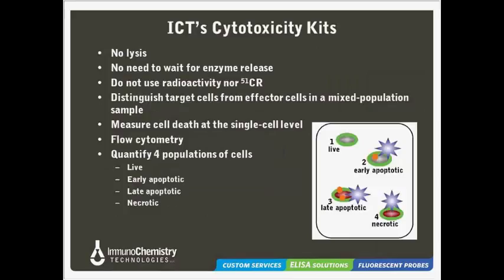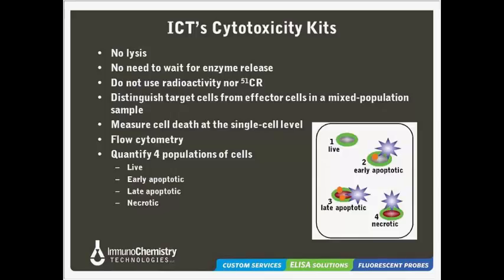Building upon these older techniques, ICT has improved the flow cytometry assays by combining a membrane stain with a necrosis stain for our basic cytotoxicity kit, and then we added an apoptosis reagent to create the total cytotoxicity and apoptosis kit. ICT's kits allow for easy quantitation of cytolytic killer activity without the need for lysing cells or waiting for enzyme release or using radioisotopes. They easily differentiate target cells from effector cells when grown together in cultures and enable researchers to measure cell death at the single cell level using flow cytometry.